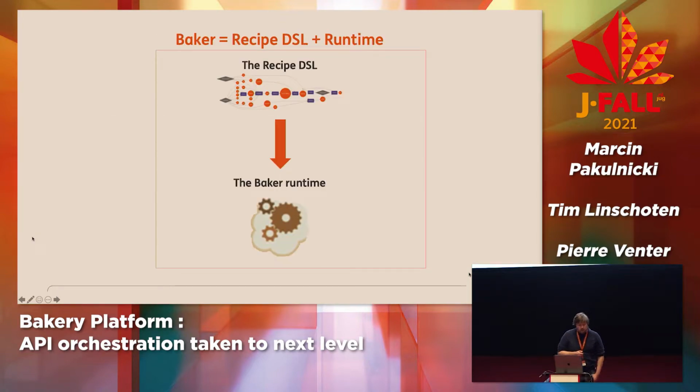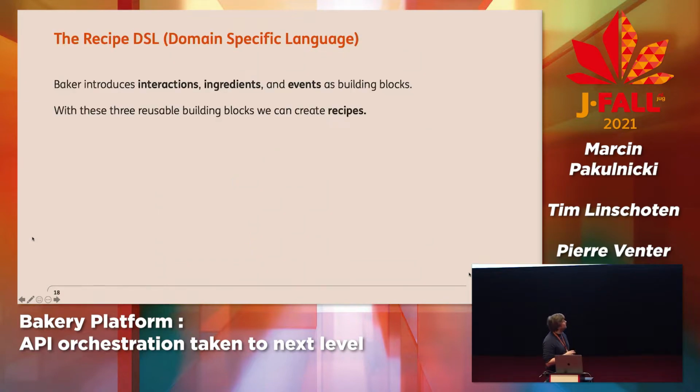So let's go into the Baker library itself. It consists of two parts, like mentioned before: the recipe DSL and the Baker runtime. We'll first have a look at the recipe DSL, so that's designing your orchestration logic. And afterwards, we will go into the Baker runtime and how we execute this orchestration logic. And for all the examples, we're going to use a very simple webshop to keep it simple.